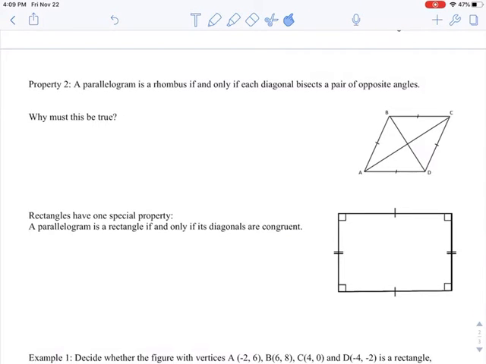Let's look at another property of parallelograms. A parallelogram is a rhombus if and only if each diagonal bisects a pair of opposite angles. So let's look at these words here. Okay, this is a parallelogram. We're working with a rhombus, a parallelogram that is a rhombus, so I can see here that all of these sides are the same.